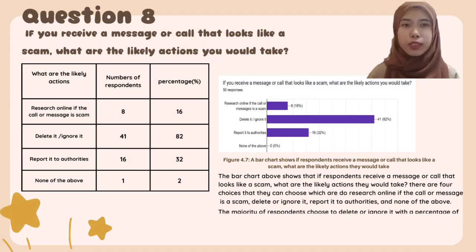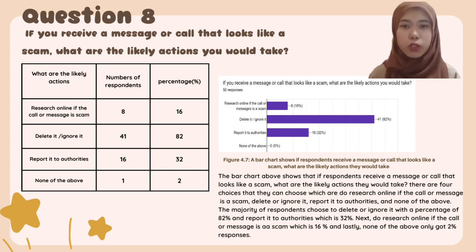So for question 8 is, if respondent receive a message or call that looks like a scam, what are the likely action they will take? There are 4 choices that can choose, which is do research online if the call or message is a scam, delete or ignore it, report it to the authority, and none of the above. The majority of respondents choose to delete or ignore it, with a percentage 82%, and report it to the authority, which is 32%. Next, do research online if the call or message is a scam, which is 60%, and lastly, none of the above, only got 2% responses.